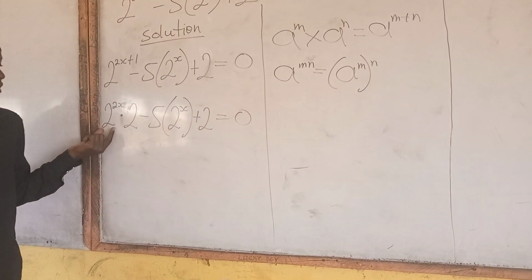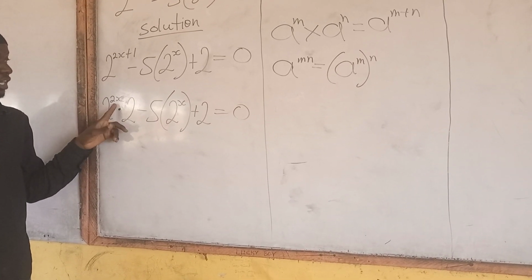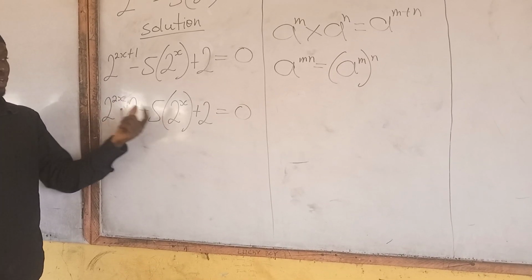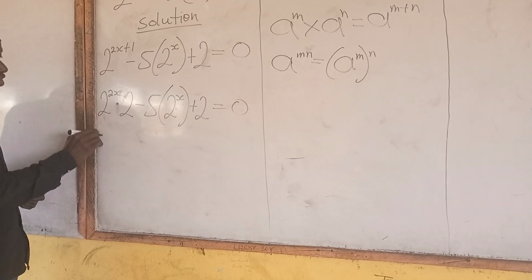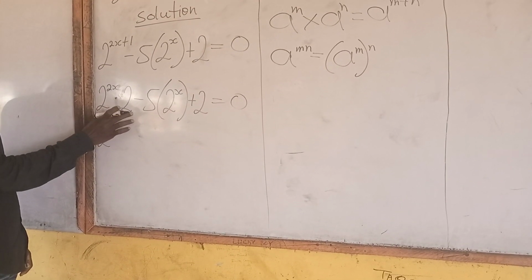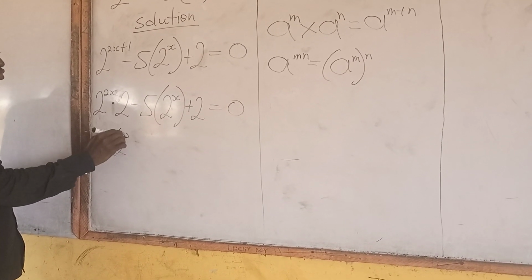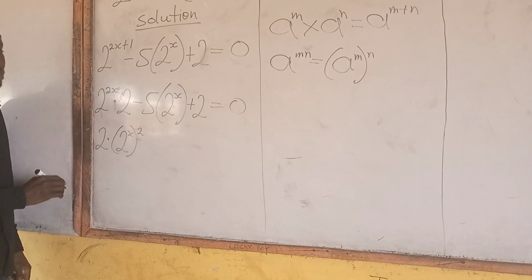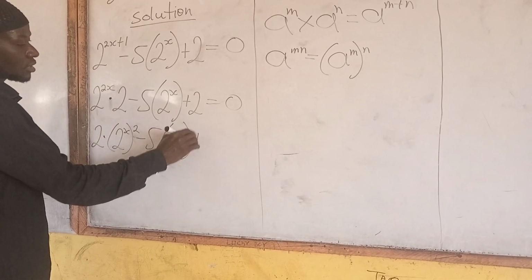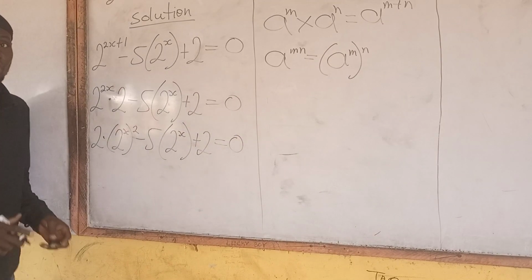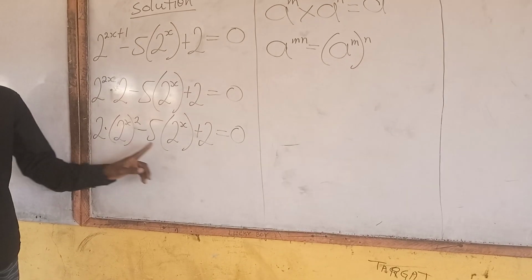So here we want an expression of this nature, 2 to the power x, and from here we can factorize 2 out of the power, and you are left with 2 to the power x. So 2 times this, you can bring the 2 forward, then we factorize the 2 out of this. So we are left with 2 to the power x all to the power 2, minus 5 bracket open 2 to the power x plus 2 is equal to 0.